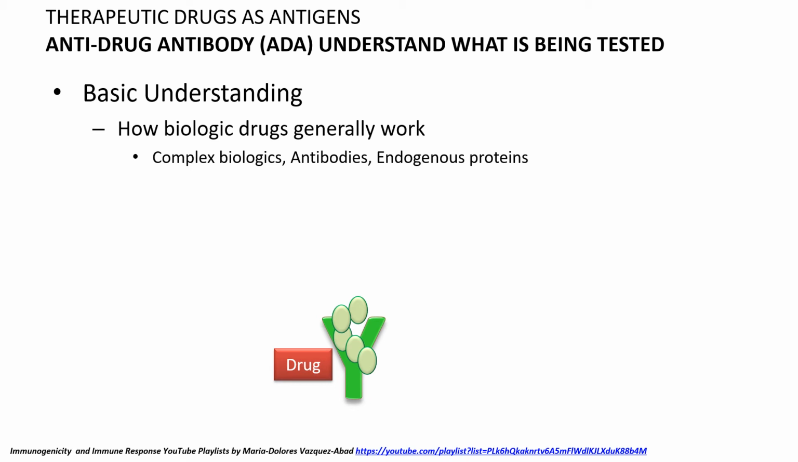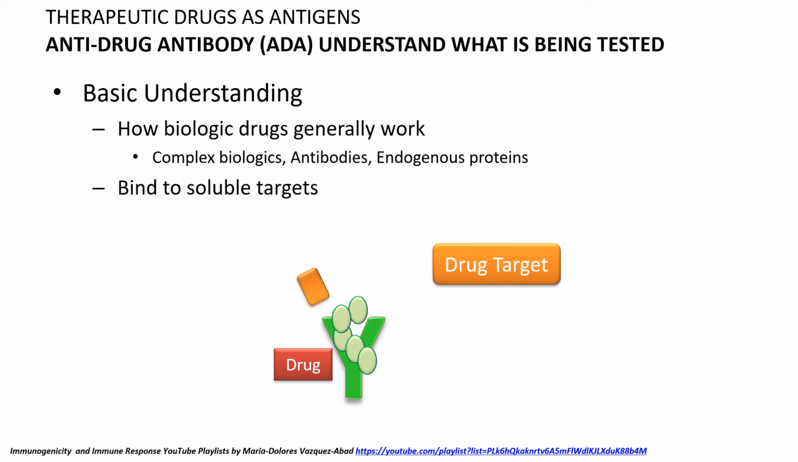Anyway, we have the drug. The drug has actually been tailored to bind a target. So what is the drug target? Well, the drug can bind soluble targets, or it could bind targets that are bound to a membrane. Depending on your drug, they will be binding sometimes only soluble, sometimes only bound to surface, or sometimes the drug target could be found both as membrane bound and soluble. So we need to understand where those antibodies are going to be binding.